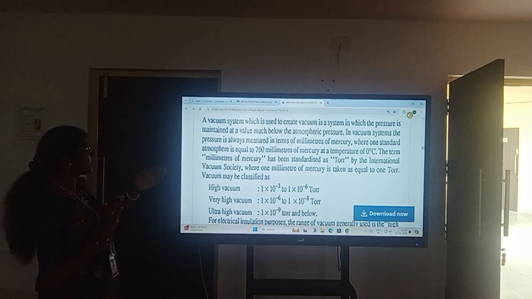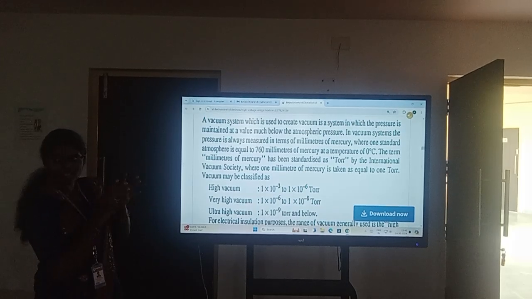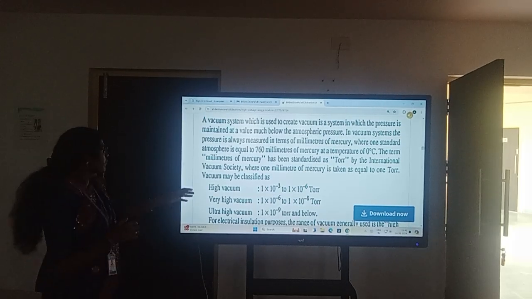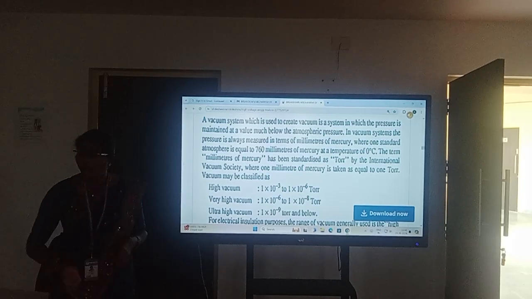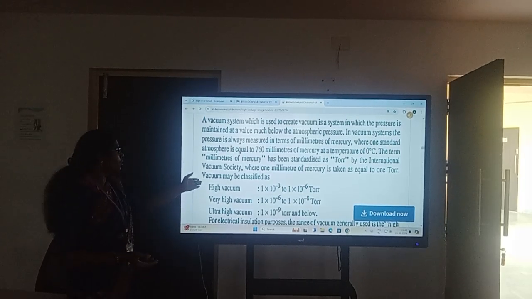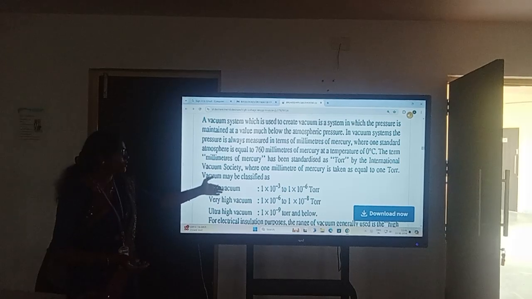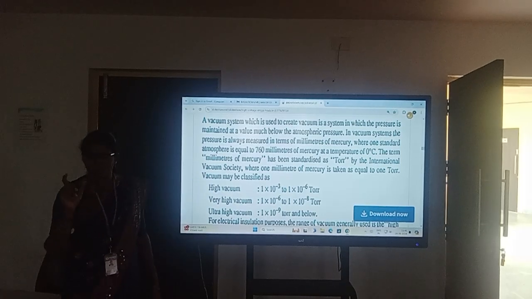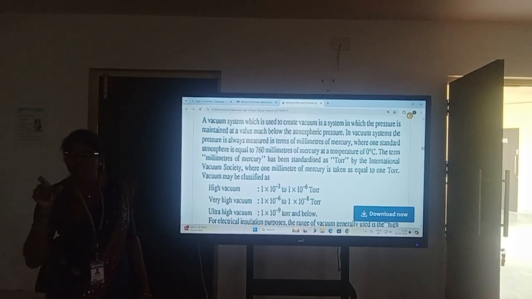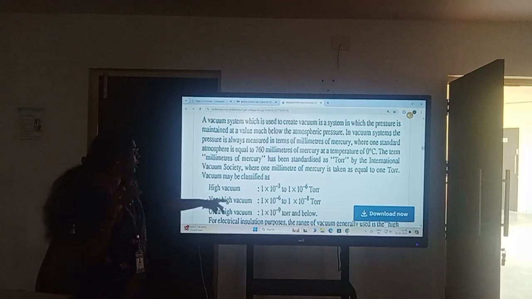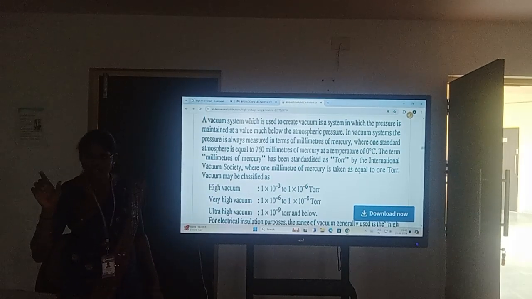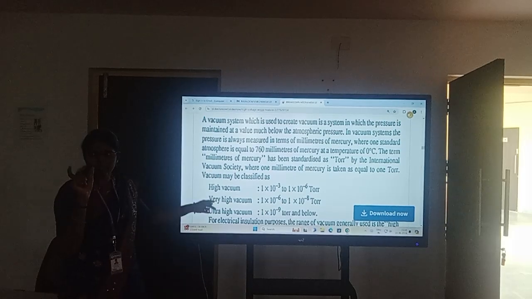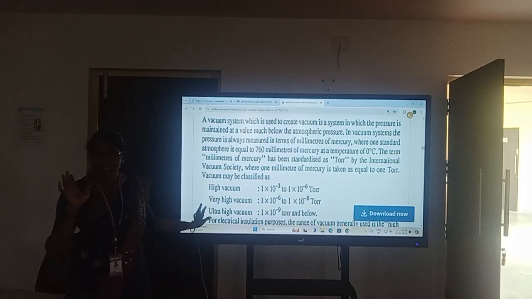Under this condition, it is classified into three different stages of vacuum. First we have the high vacuum stage, then the very high vacuum stage, and then the ultra high vacuum stage. The high vacuum stage means the torr, that is the millimeters of mercury, measurement is around 10 to the power minus 3 to 10 to the power minus 6. Under this range it is said to be high vacuum condition.